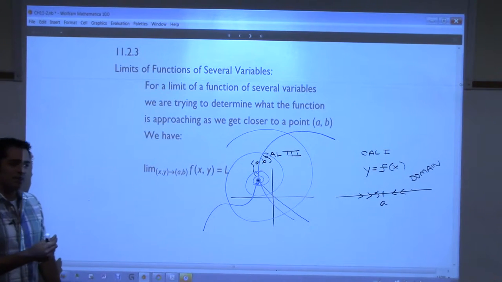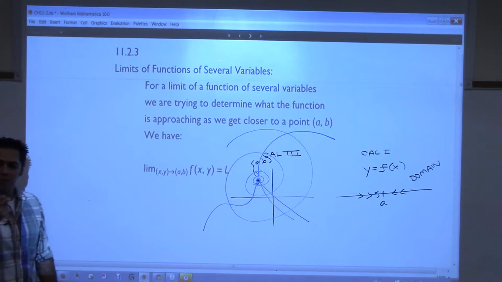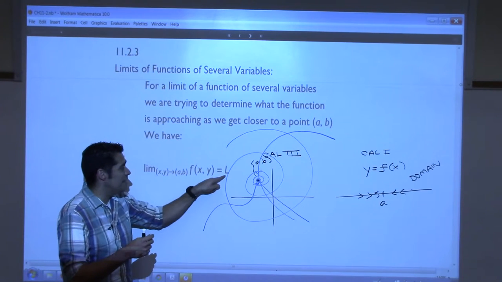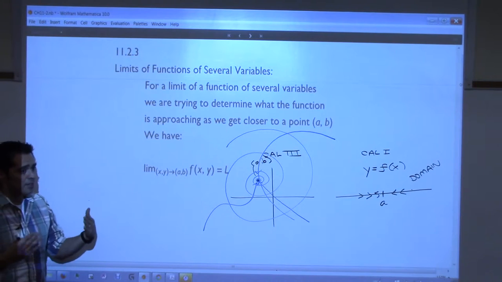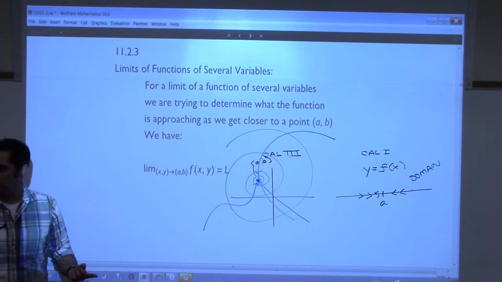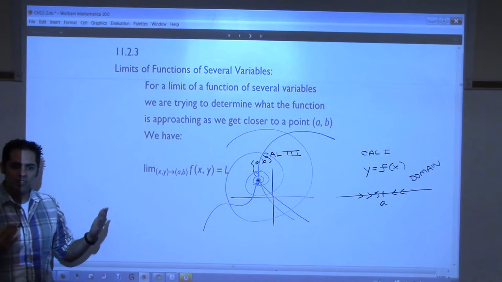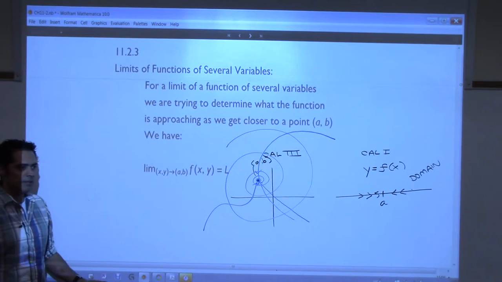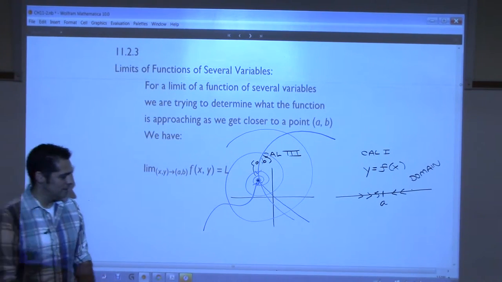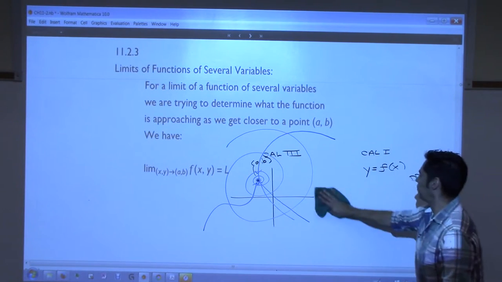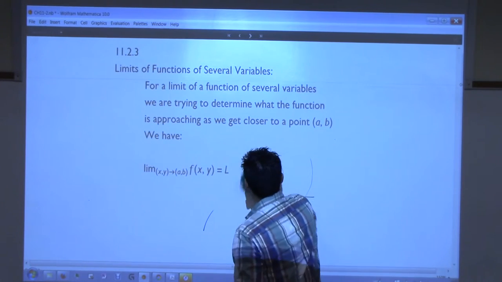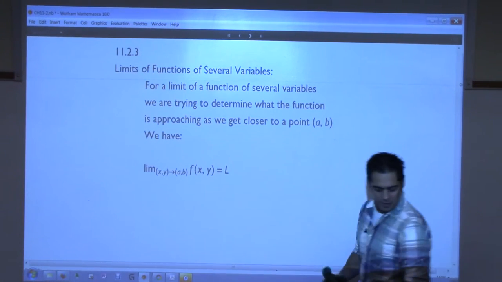Because for the limit to exist, you have to be able to show that the function is approaching an L from every possible direction in every possible path, which you can never do. Do you understand that? You can never check every path. You don't have enough time in your life to do that. Now, there is going to be some workaround to it, but I just want you to see the inherent problem that we run into when it comes to functions of two variables. That's a notation. All right, let's move on.